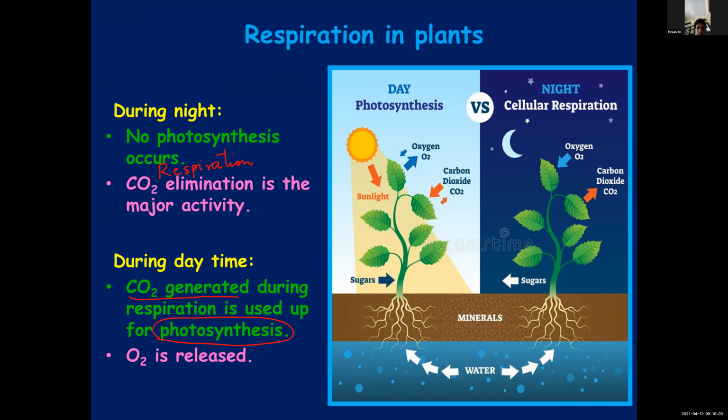And oxygen is released. By means of which process are they releasing oxygen? Respiration? No. Photosynthesis. So as a result of photosynthesis, oxygen is produced. Some they will retain for respiration, the remaining they will release. But at nighttime, no photosynthesis. So the only activity is taking in oxygen and giving out carbon dioxide.